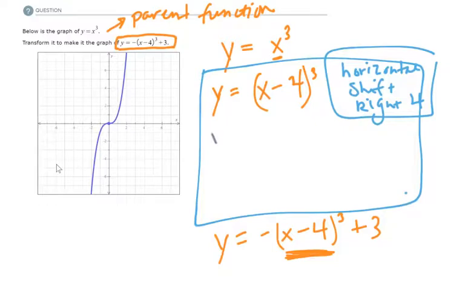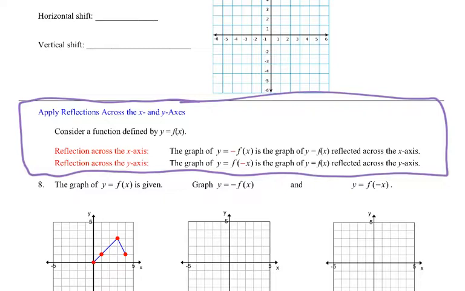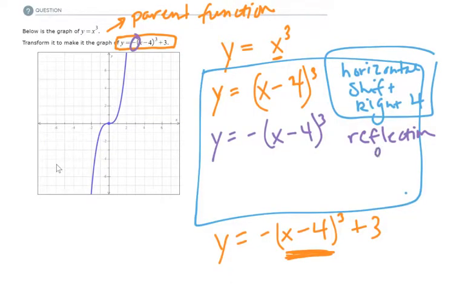Then the next thing that's happening is that this is negated, which is a reflection. So just a reminder, when we reflect, if the negation is outside of where the traditional parent function is, that's going to be a reflection across the x-axis. If the negation is attached to the actual x value, that will be a reflection across the y-axis. This is a reflection over the x-axis.